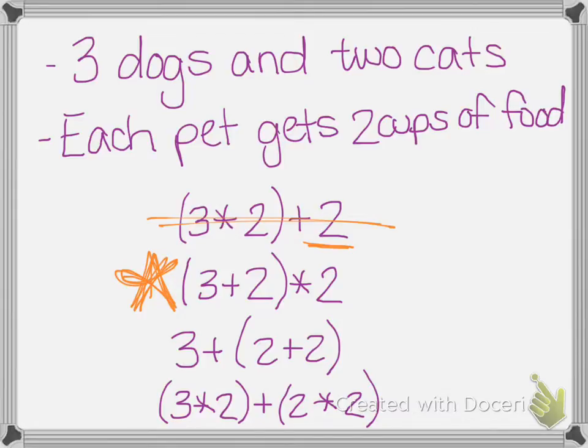C says 3 plus 2 plus 2. Again, 3 plus 2 would be how many pets he has, but then we need multiplication, so that one does not make sense. In the last one, 3 times 2 would be how much food the dogs eat, plus 2 times 2 would be how much food the cats eat. Therefore, D also makes sense.